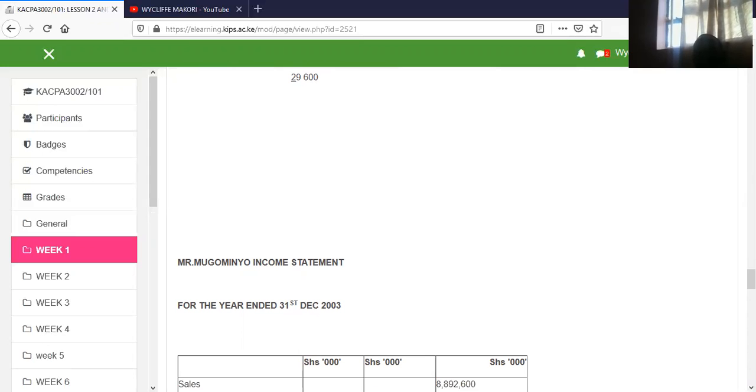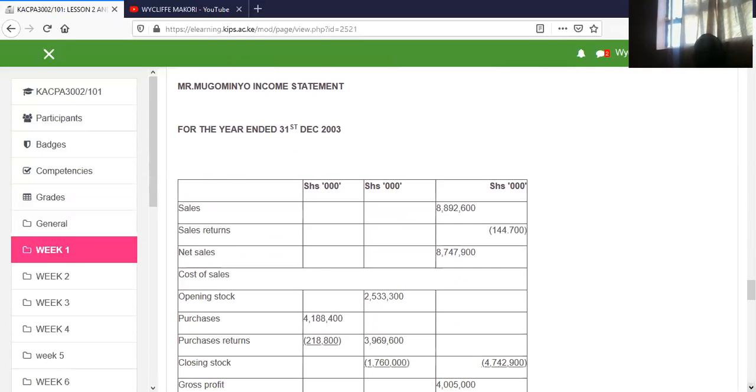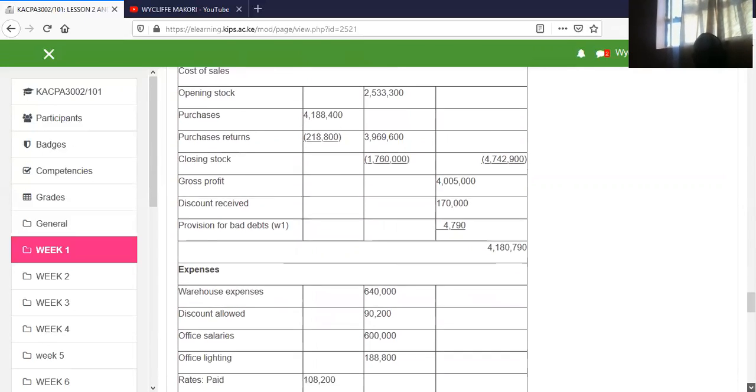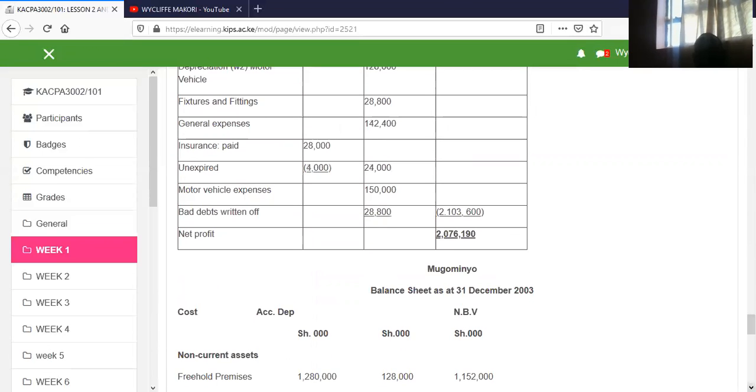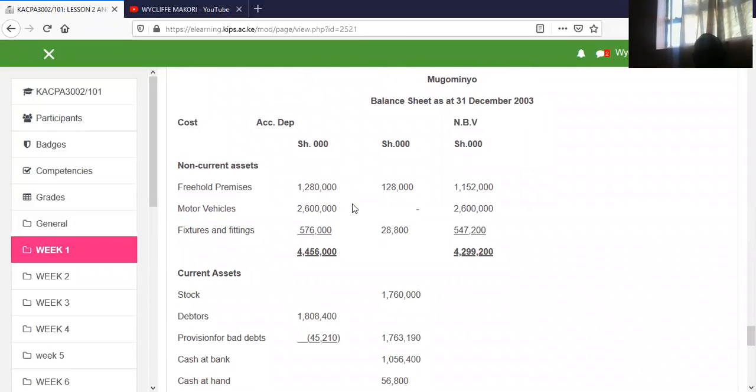I don't want to spend time on the income statement because I've demonstrated that. My interest is here. How do we prepare the balance sheet? You must have 3 columns for the cost, accumulated depreciation, and the net book value. You less the depreciation here from the cost so that you can get the net book value, and the interest is actually on the net book value.